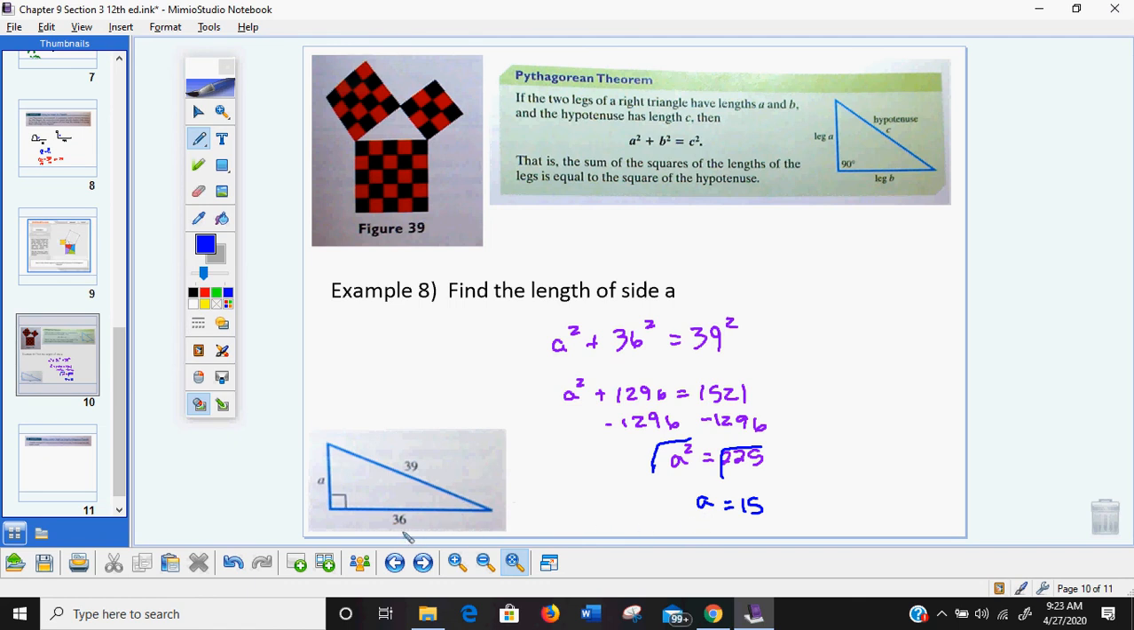And if we were to add these two together, 36 and 15, we get 51, which would be longer than 39. Because this is like taking a shortcut across the lot. If you were to take the roads, of course, it's going to be longer than that.